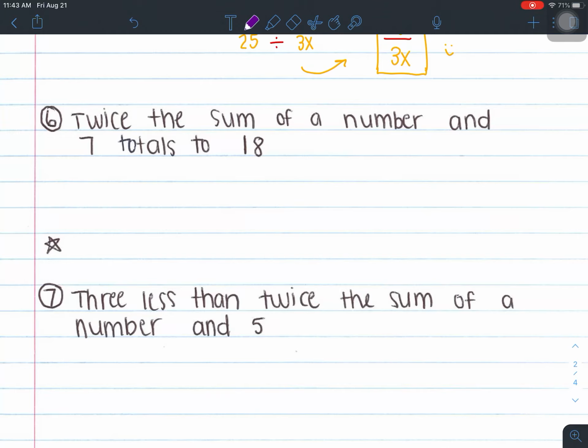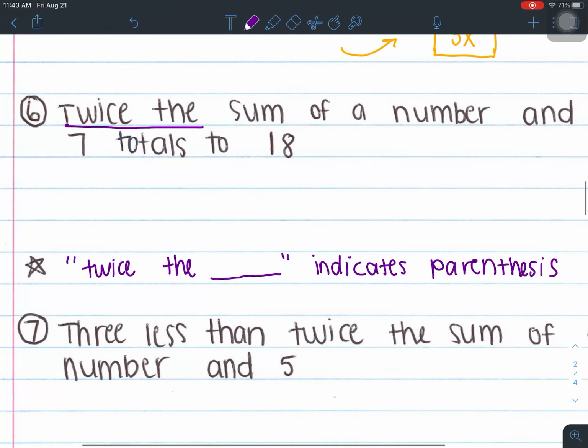All right, now there is a star in this one because I do want to point out that, hey, there is something important. The very beginning of this starts with twice the sum. Okay? Anytime I see twice the or 3 times the, it indicates something to me. So twice the, and then whatever that word is, indicates parentheses. It means I need parentheses. So it could say twice the difference, twice the product, twice the quotient. But in this case, it says twice the sum. So it indicates to me that I need parentheses. So for a fact, I'm going to have parentheses.